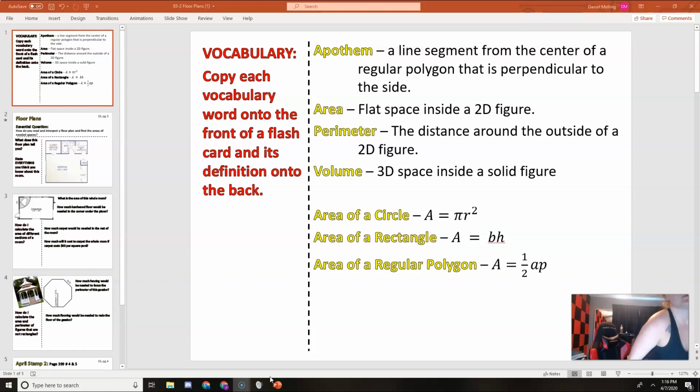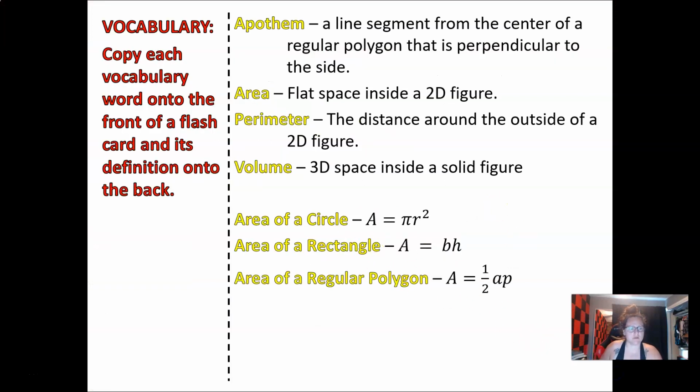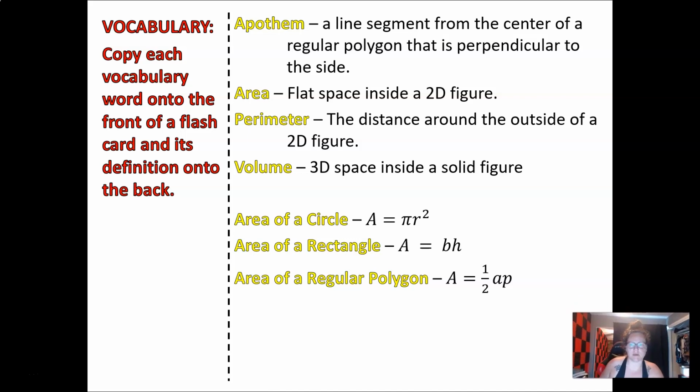Okay. So, here is our first set of notes for the week. Again, we're doing some... dang it, I forgot to change this part. For the vocab, I need you to pause and write out the formulas, okay?